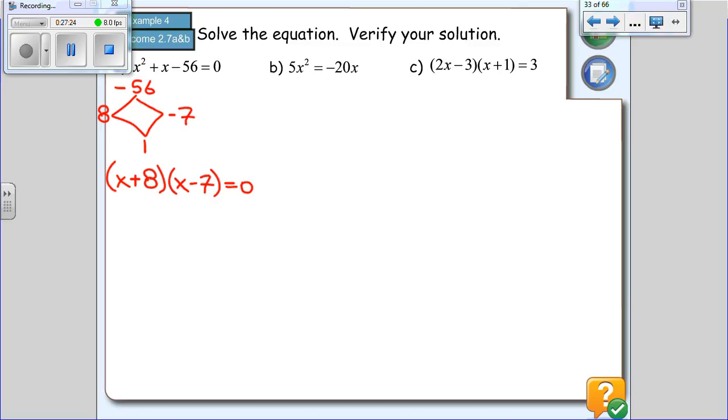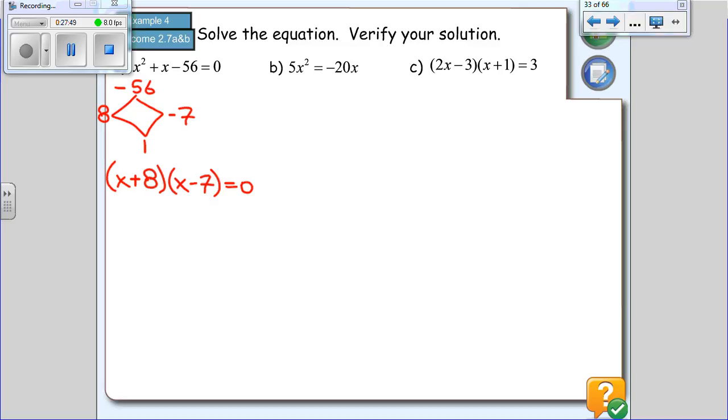Alright. I factored this thing, looks perfect. Now I have multiplication equals 0. Now I can use my zero product property. The only way multiplication can equal 0 is if these things individually equal 0. What value would make this first set of brackets equal to 0? Negative 8 would make that thing equal to 0.